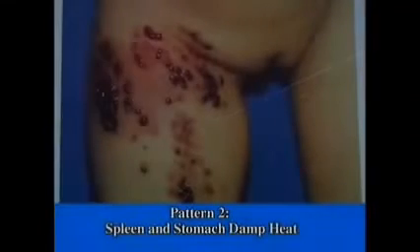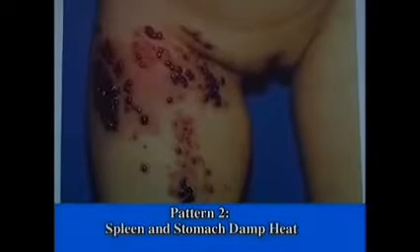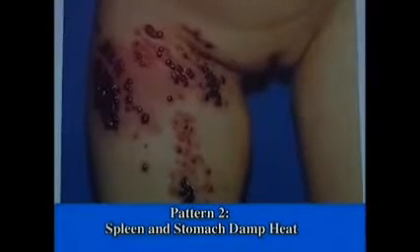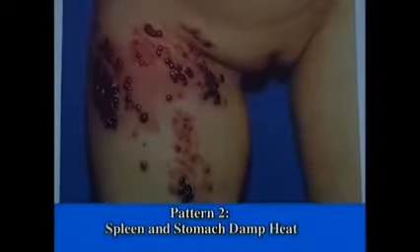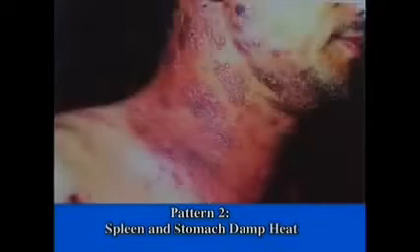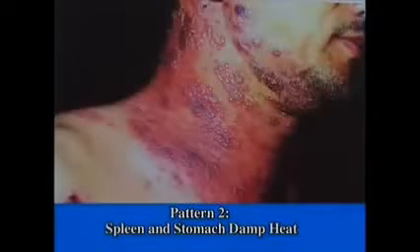Pattern 2. Spleen and stomach damp heat. Primary presentation. The disease often manifests on the abdomen and the medial aspect of the legs. The vesicles are numerous and large. Fluid in the vesicles is usually turbid with bloody or viscous exudate. A burning pain and an itching sensation are commonly felt on the skin surrounding the sores.